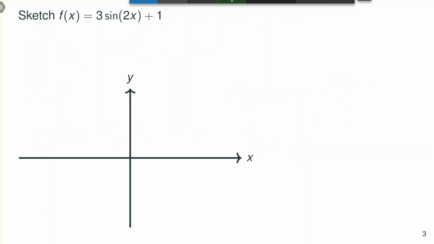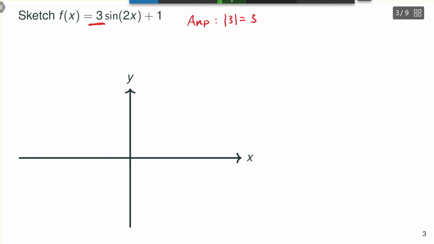Sketch 3 sine 2x plus 1. So of course, before we sketch, we have to find all this information: amplitude, period, phase shift, midline, and always check for reflection. There's no negative multiplied, it's just positive 3. So there's no reflection in this graph. So amplitude is the absolute value of 3, which is just 3.